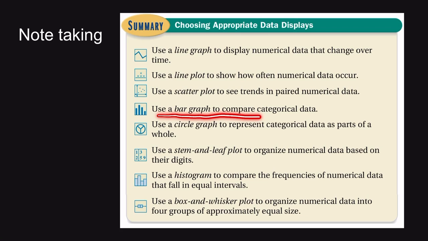Bar graph to compare categorical data. Circle graph also does categorical data as a part of a whole. Stem and leaf plot to organize numerical data based on their digits. Histogram compares the frequencies of numerical data that fall in equal intervals. And a box and whisker plot to organize numerical data into 4 groups of approximately equal size.